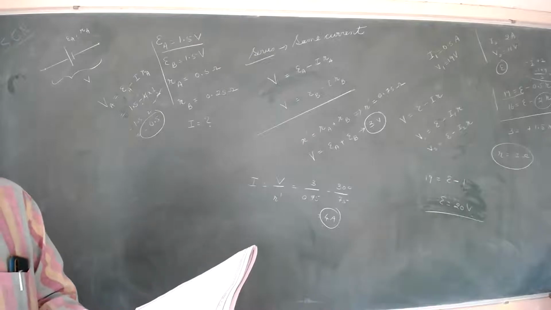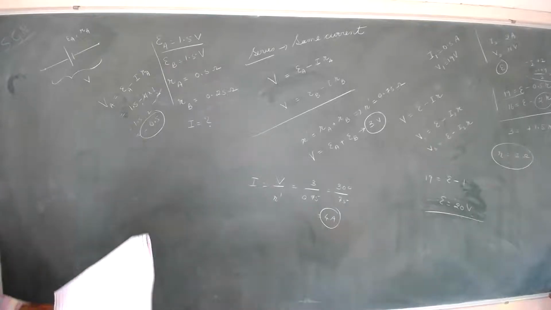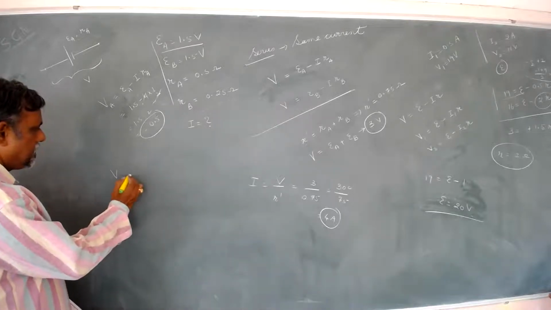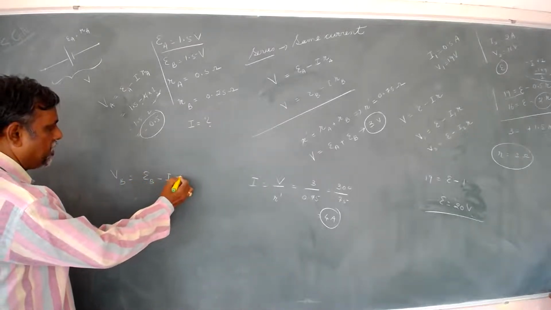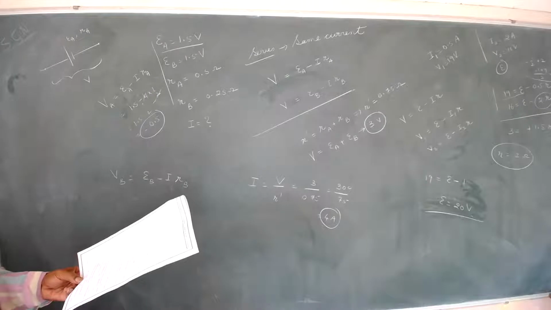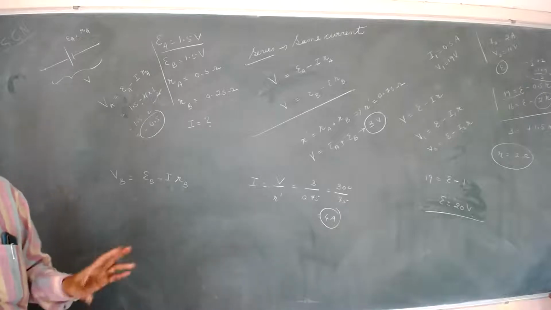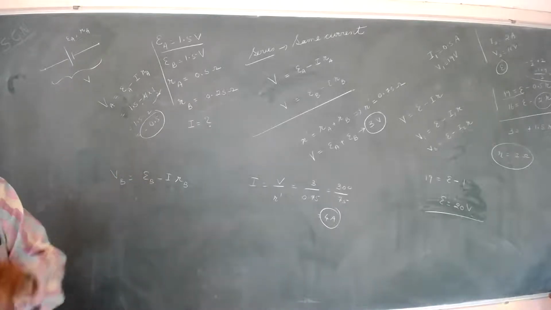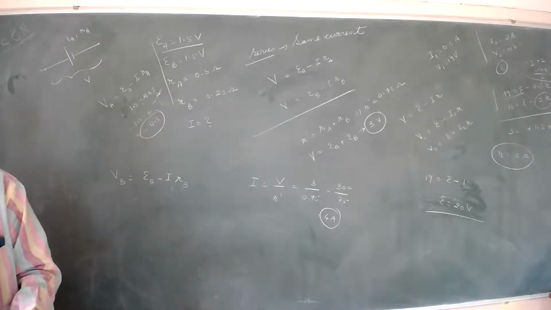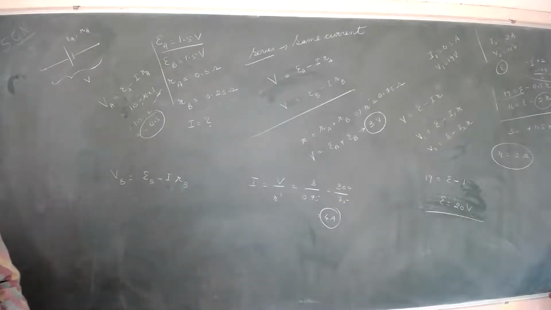In problem number 43, what is the potential difference across the terminals of the cell B? You calculate it like this. VB is equal to epsilon B minus I into R. That is towards the negative terminal, towards the positive terminal, so the minus sign you can ignore. Here it is 1.5, not 1.25, but the answer given here is 1.25. Understood?